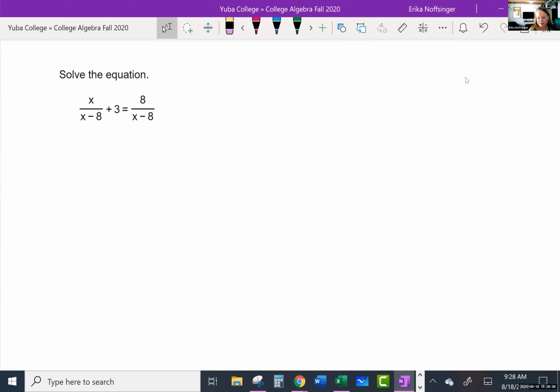I notice though we have a variable in the denominator, so it's helpful to figure out what x can't be. Looking at this, x cannot be 8. And if we get a solution where x is 8, then this would actually have no solution. We're looking at the least common denominator, and our least common denominator is just this, x minus 8.